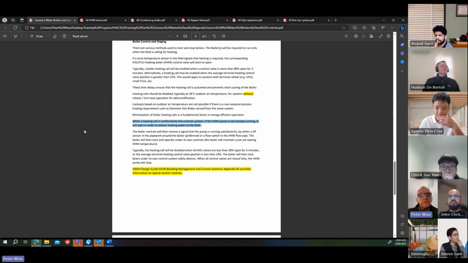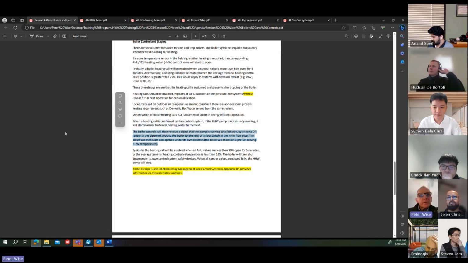When a heating coil is confirmed by the control system, if the heating water pump is not already running, it will start in order to deliver heating water to the field. Boiler controls then receive a signal that the pump is running satisfactorily, either from a DP, differential pressure sensor in the pipework around the boiler or the pump, or a flow switch in the hot water flow pipe. The boiler will then start and operate under its own controls and will maintain a preset leaving hot water temperature.